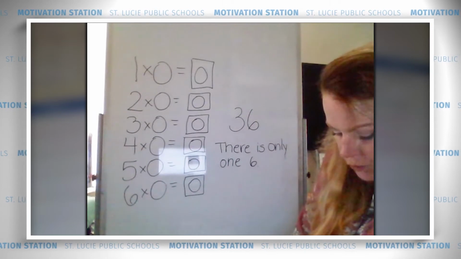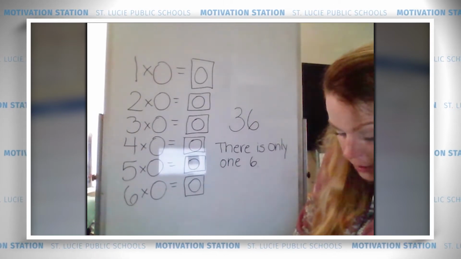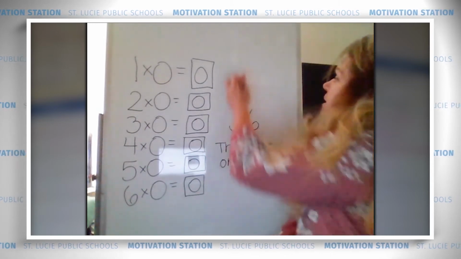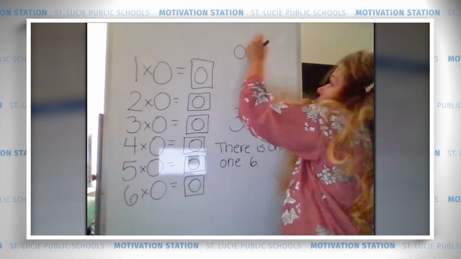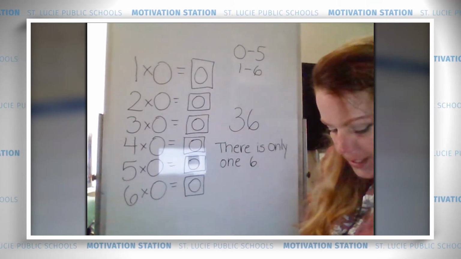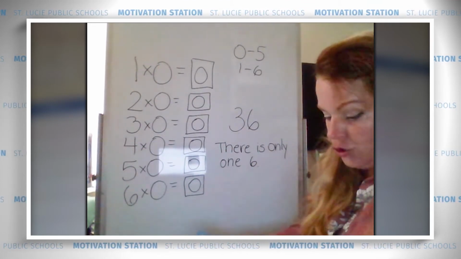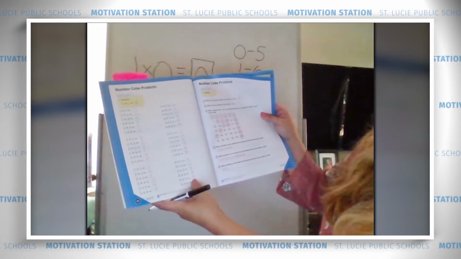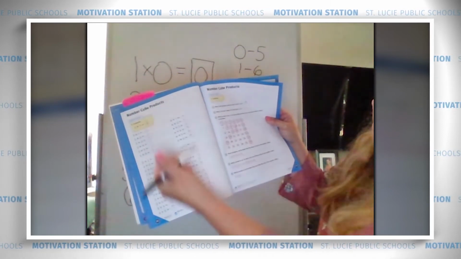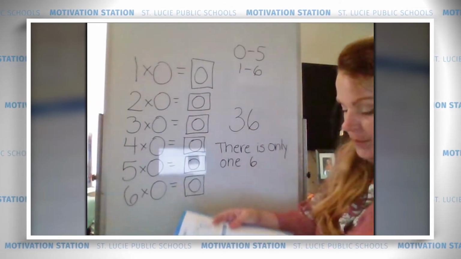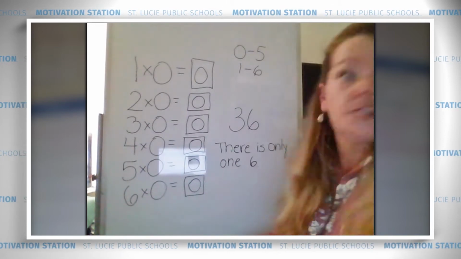Okay, what products can you write on a multiplication bingo card when the cubes will be 0 to 5 and 1 to 6? 0 to 5 and 1 through 6. Okay, what products could I have? Going back to that page 28, I could have all of these up to 30. All of them up to 30.